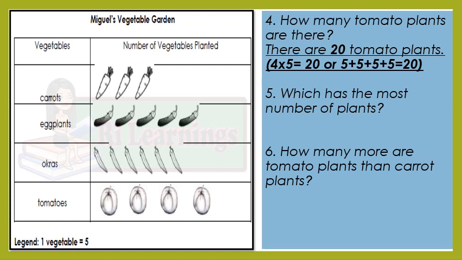5. Which has the most number of plants? Okra plants. 6. How many more are tomato plants than carrot plants? 20 tomato plants minus 15 carrot plants equals 5 more tomato plants than carrot plants.